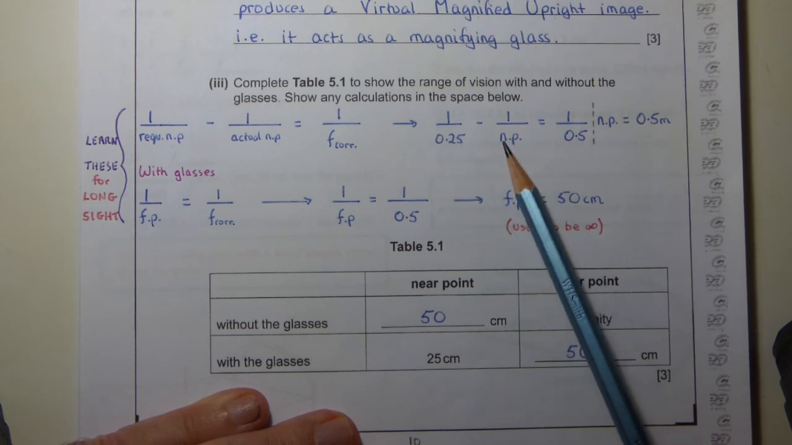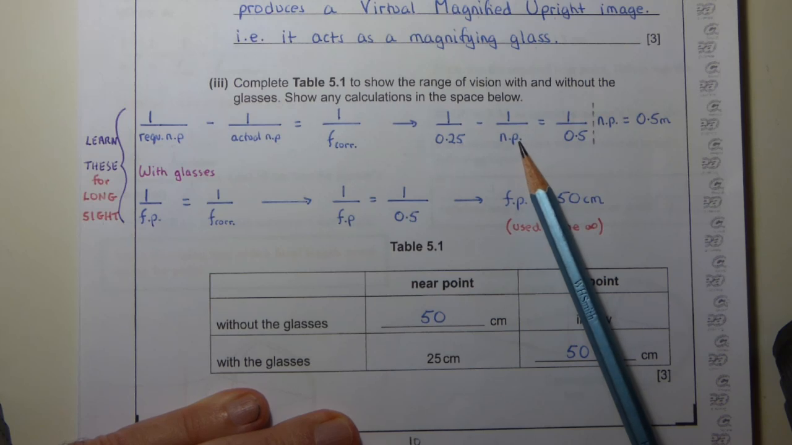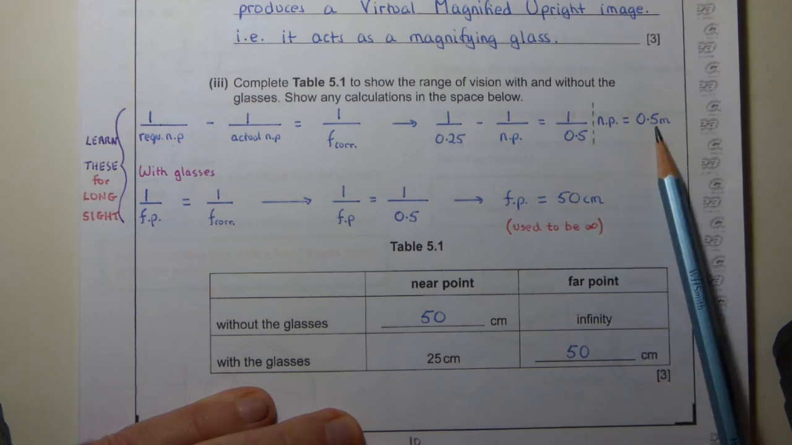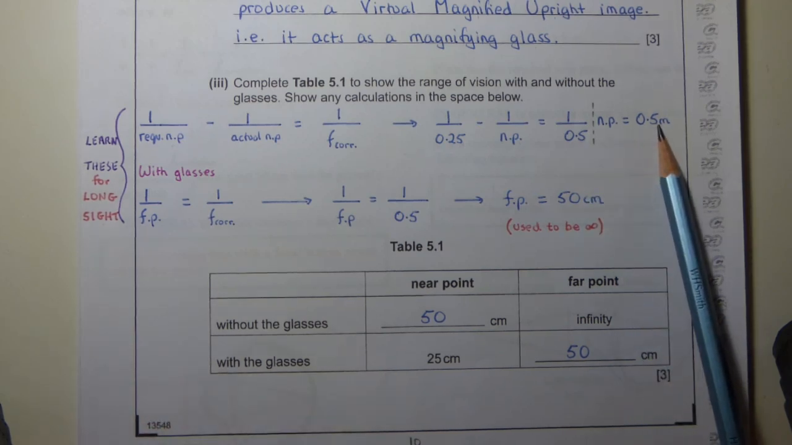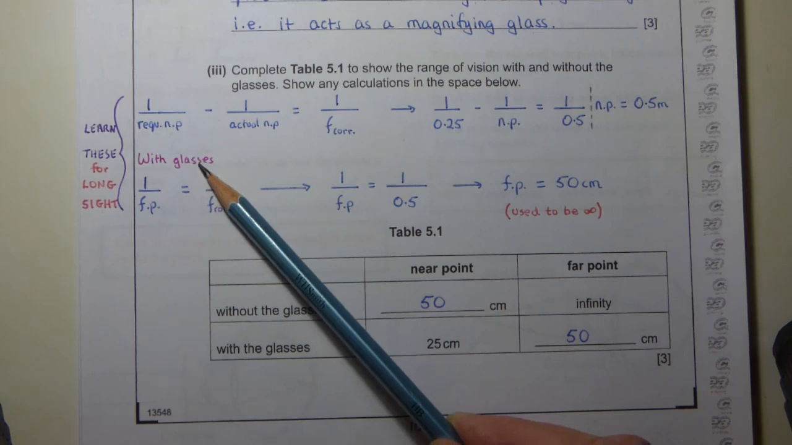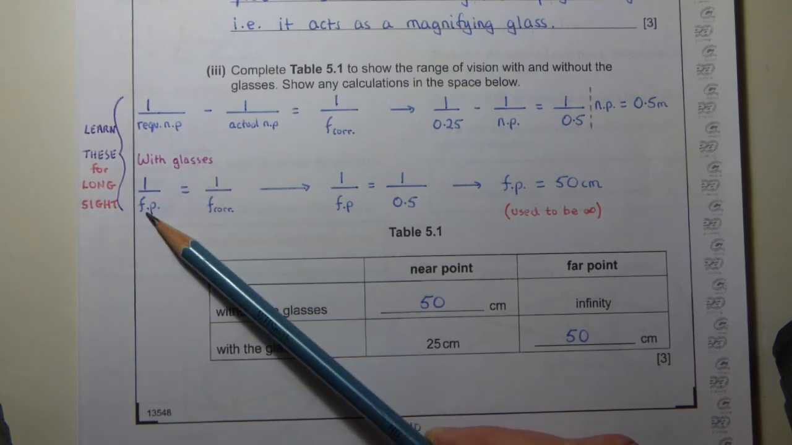There's the actual near point that you've got, and there's the corrective lens there. And the near point comes out as being 0.5 meters or 50 centimeters. They're going to want the units in. What you then learn is that if you then put your glasses on, it messes up your far point.